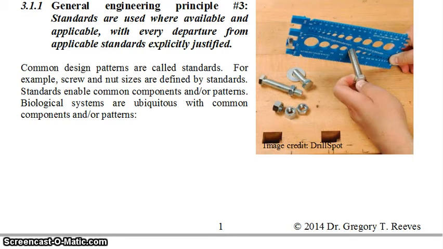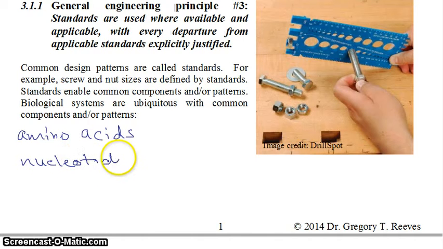So how does the cell embody this engineering principle? Well, there are common design patterns called standards. In the man-made world, you have screw and nut sizes that are defined by standards, and they enable common components or patterns. And biological systems, of course, are ubiquitous with common components or patterns. For example, you have 20 amino acids, and these are standard across basically all life. You have 4 different nucleotides. You have ribosomes that all living things have, unless you count viruses as living things.